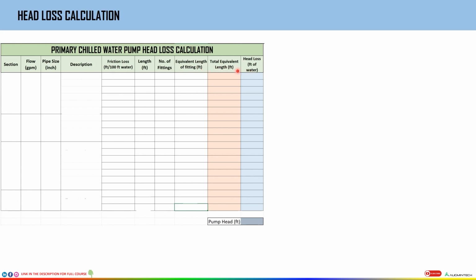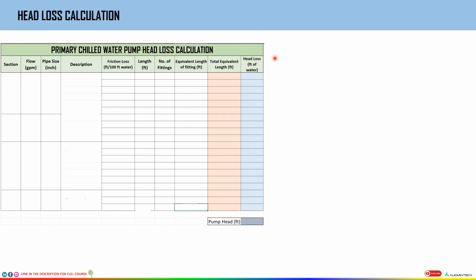And then finally, we'll get the total equivalent length, which is basically the addition of the length of the pipe and the equivalent length. So when you add these two columns, you get this column. And finally, head loss in feet of water. So these two columns are actually calculated directly by this Excel sheet. And you have this Excel sheet in your course. Make sure to download it and use it later on.